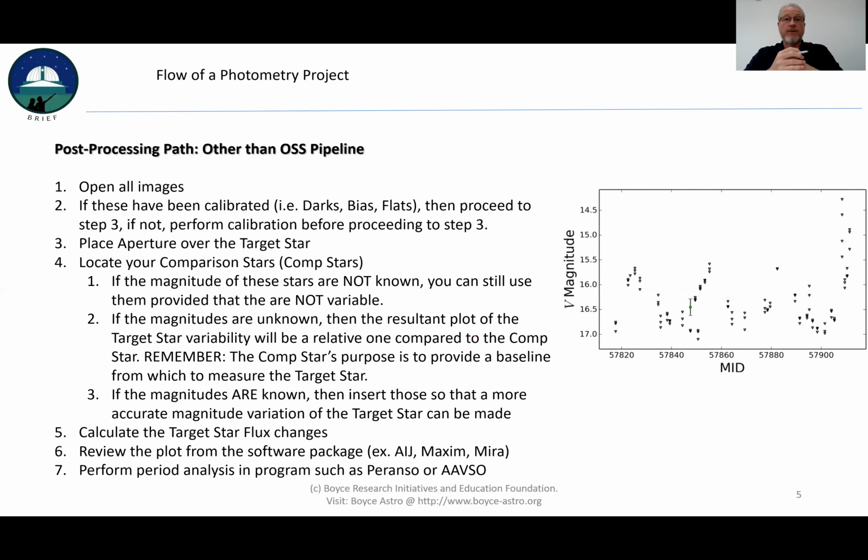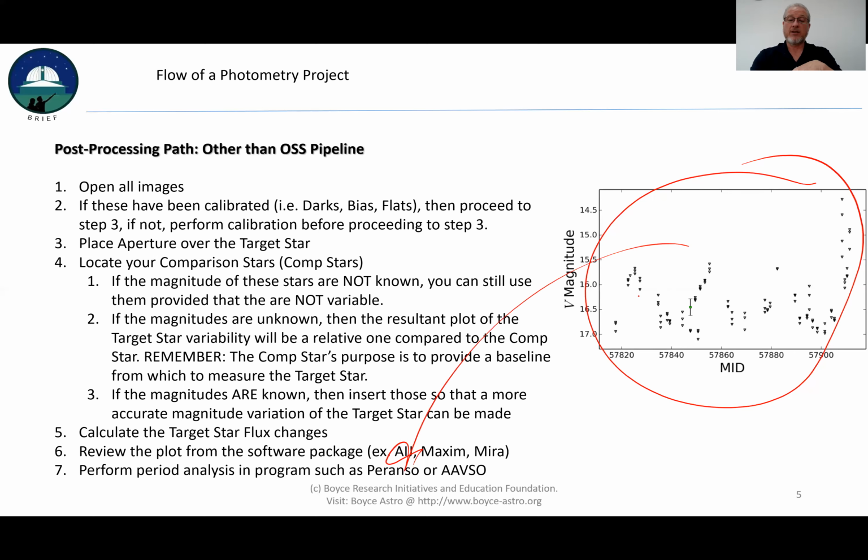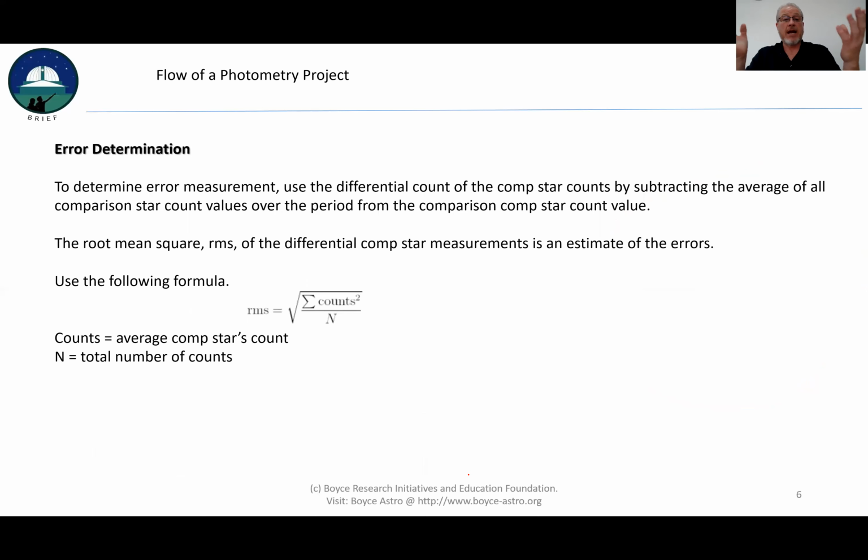Calculate the target star flux changes using software. Review the plot from your software package. Is it AIJ? Is it MaxIm? Is it Mira? What is it? Perform the period analysis of what you have determined. So for example, if you've received a period here, you can plug this into Peranso or a tool at AAVSO, and you can help get a determination of what your actual period is for the object that you chose. There's an error determination.